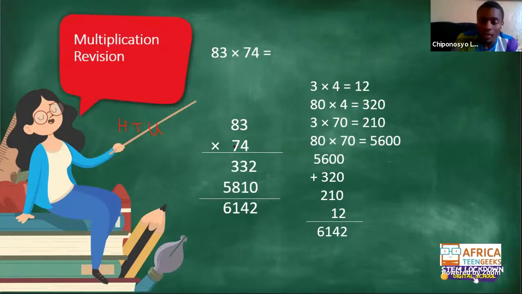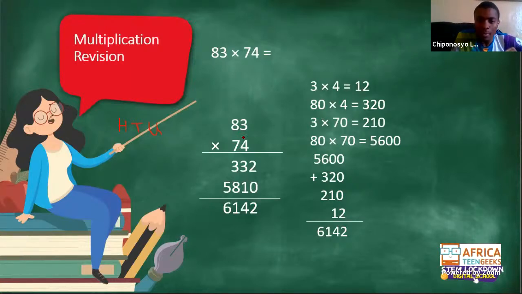When I'm multiplying here with a 7, I'm not just multiplying with a 7. I'm multiplying with a 70. The 70 is going to 3 and 80. That's why, if you look here on the right-hand side, I've got 3 times 4 is 12.